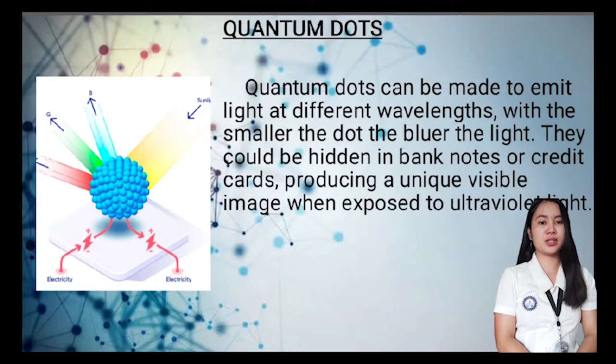This is also what we see when we take, for example, a cellphone or calculator and press the screen, we see a rainbow. That is an example of a quantum dot.